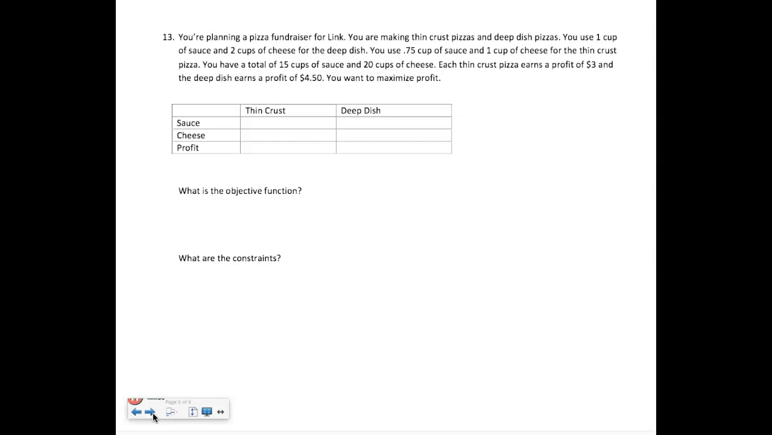All right, so this one we're talking about pizza. We have 2 different kinds, and we're talking about their sauce, their cheeses, and their profit. I need everyone to notice that we're missing something on our table. I need you to add in a total column. Okay. Our thin crust will represent our x's, and our deep dish is going to represent our y's. And then we're going to go through this problem and find all of our information.